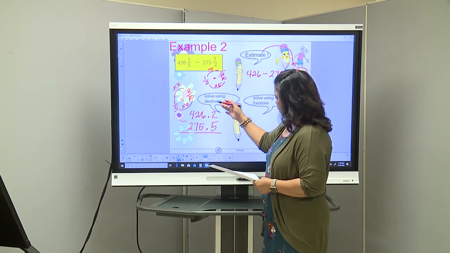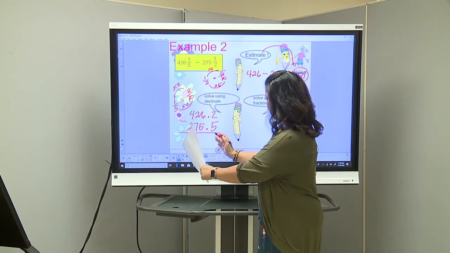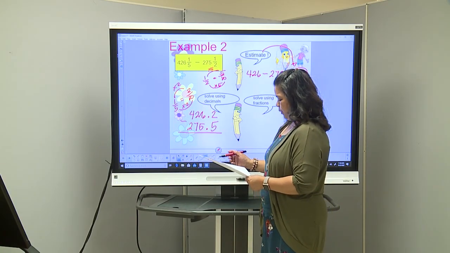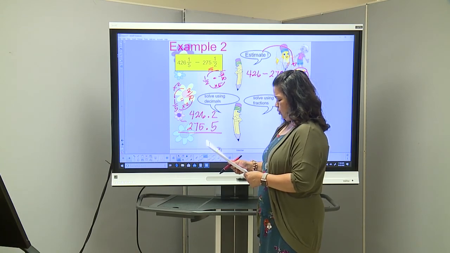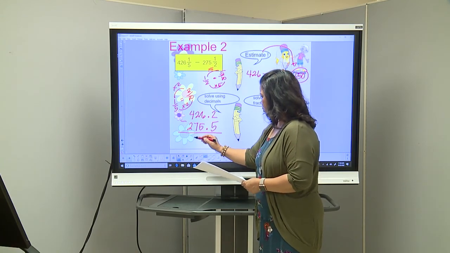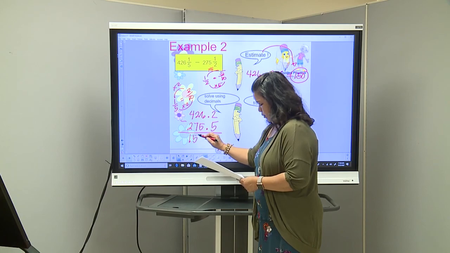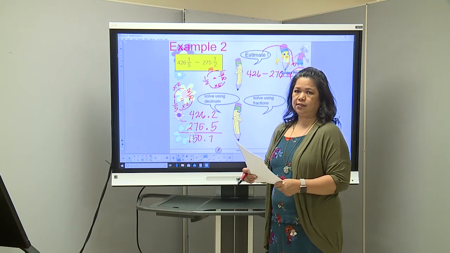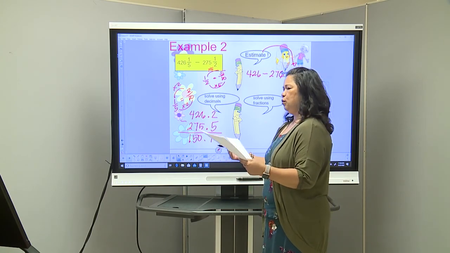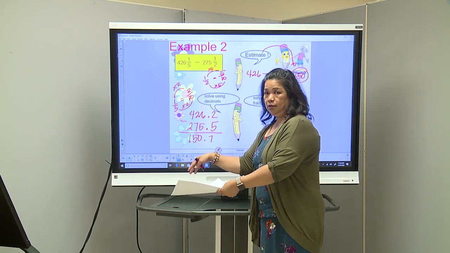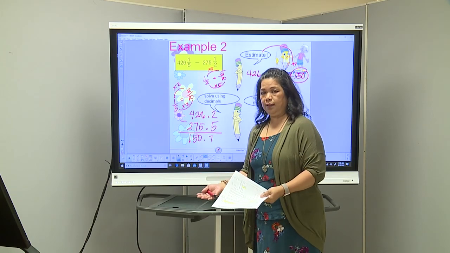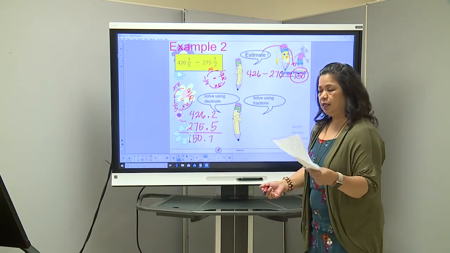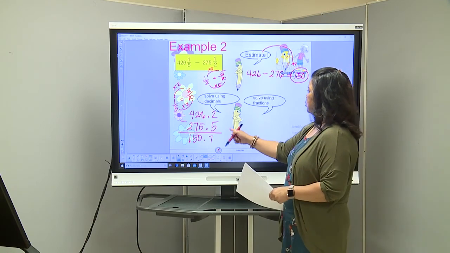Okay, so remember we are subtracting, be careful. So we subtract, make sure that our place values are aligned properly. Okay, so we subtract and the answer is 150 and 7/10. Okay, so you're in 6th grade, you can fluently subtract decimals. Okay, so that is using decimals.